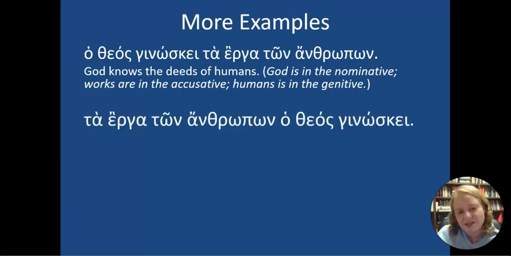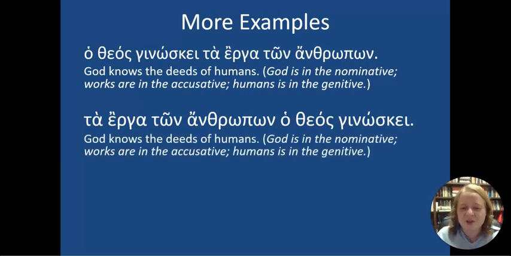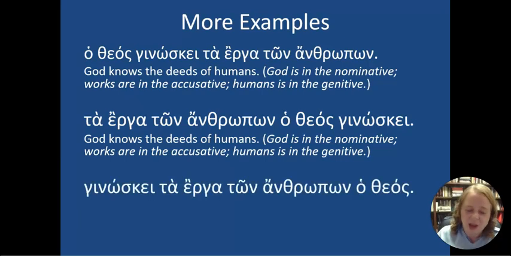But how about this? Ta erga, ton anthropon, ha theos, genoske. Do the same thing. Find your verb, genoske. He, she, or it knows. Who knows? Ha theos, because you know the definite article. You know that that's in the nominative and it's masculine. God knows the deeds of humans. God's in the nominative.